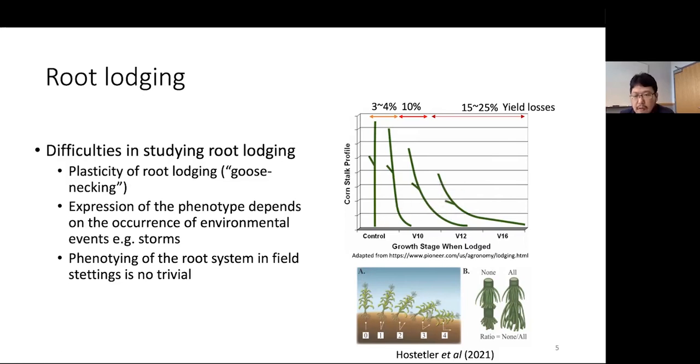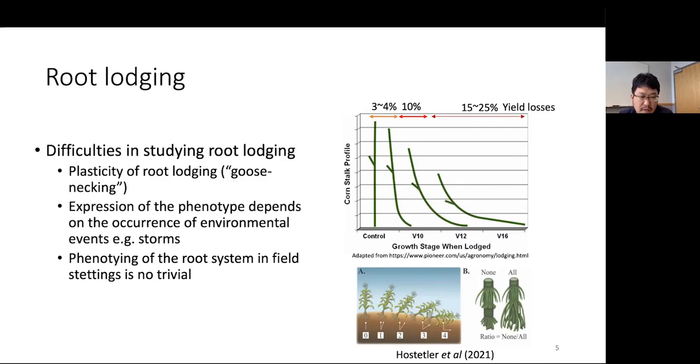And also, this makes the scoring of root lodging much harder if you're using satellite data or UAV. And also the expression of this phenotype, root lodging, largely depends on the occurrence of environmental effects like storms. So this gives researchers much less control in terms of experimental design. So it's very hard to have, say, an ideal set of materials that are affected by the same storm, or having the same set of materials over many experiments to see how the same genotype varies from environment to environment, from storm to storm, and score the root lodging for these materials.